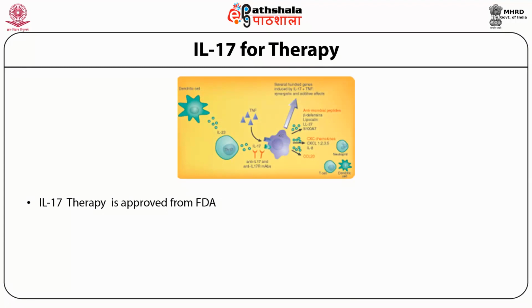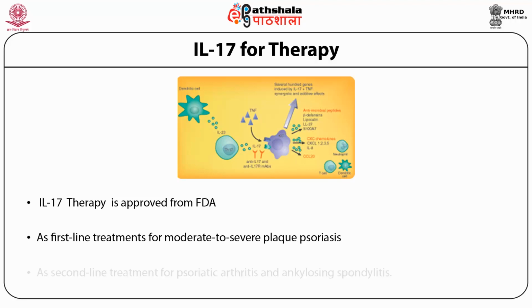IL-17 is also used as a therapy and it is approved by the FDA. This is the first line treatment for moderate to severe plaque psoriasis, and second line treatment for psoriatic arthritis and ankylosing spondylitis. IL-17 is a good target, especially in psoriasis.